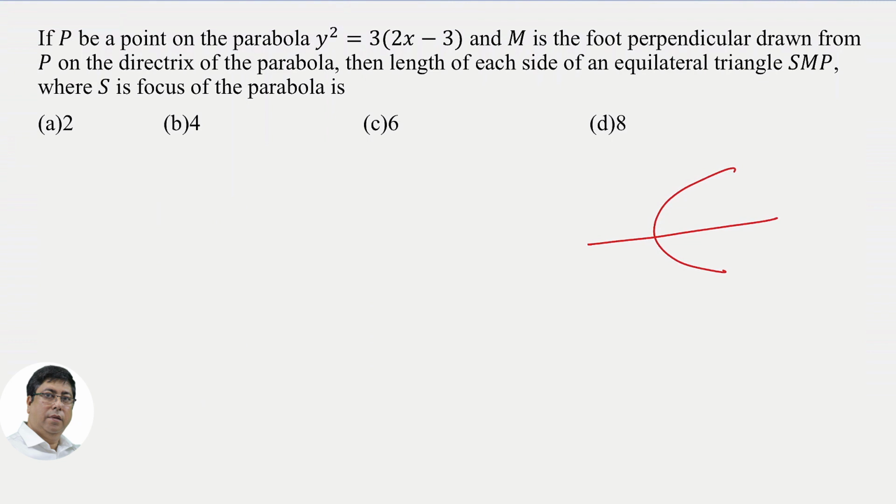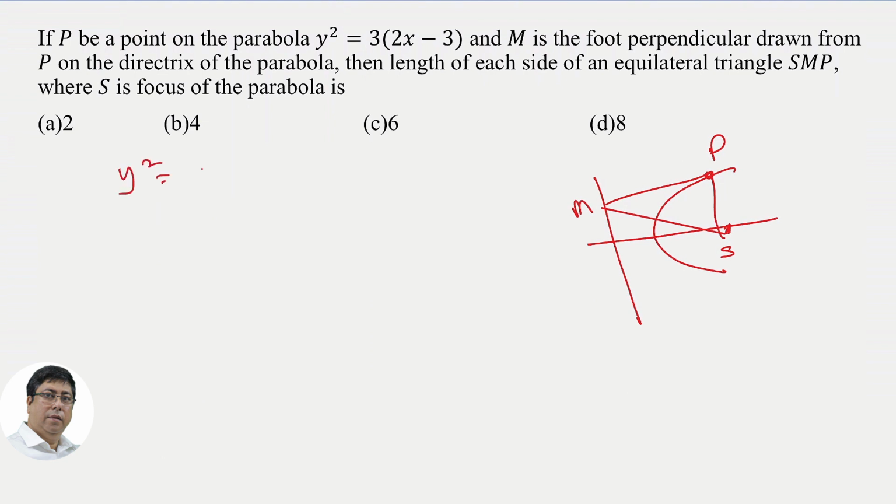This is the axis, I am drawing one rough diagram, and M is the foot of the perpendicular drawn from P on the directrix. So P is a point and this is M, the foot of the perpendicular, and this is S. According to the question, this is an equilateral triangle and we have to get the length of the side. So what have we done?